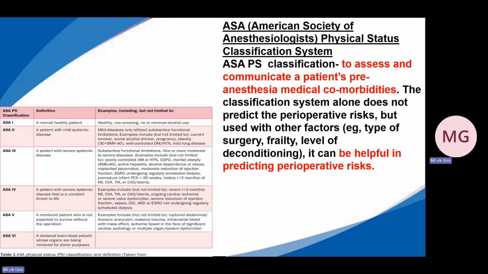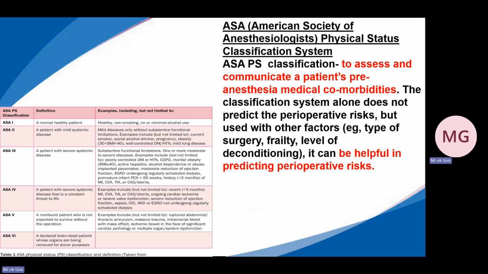I can explain further about the ASA, which is the American Society of Anesthesiologists. This physical status classification system helps in noticing who has a high preoperative risk. We are going to use this one as well. So ASA score 1 is a normal, healthy patient. Healthy, non-smoking, no or minimal alcohol use.